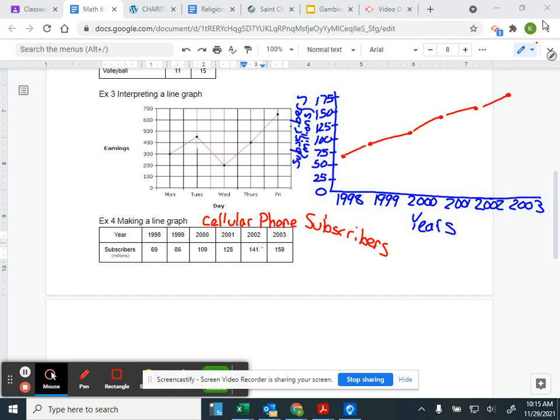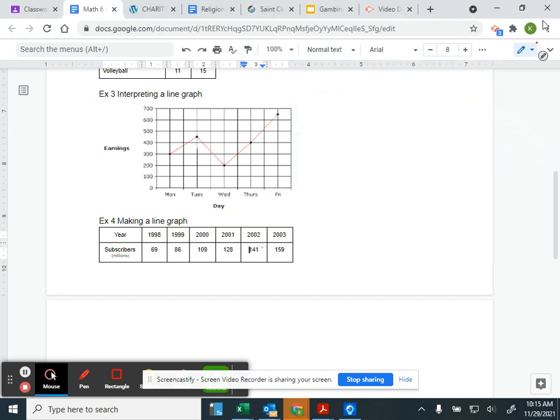Okay, so that is our two different graphs that we are working on today. We have our bar graphs and our line graphs. Remember, when you create them, you need to label them. You need to figure out which scale you're going to use to do your skip counting.